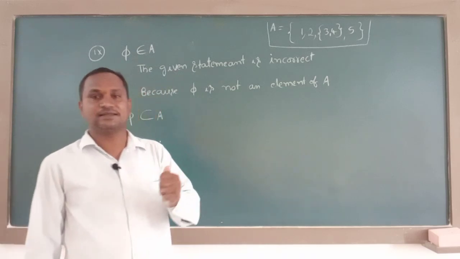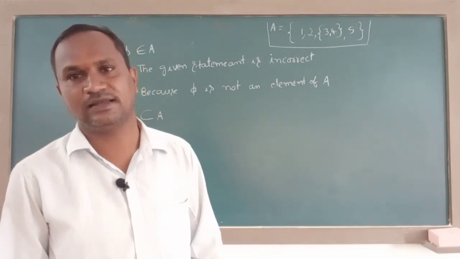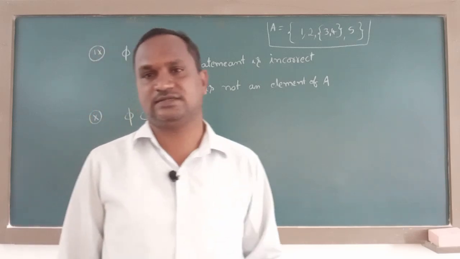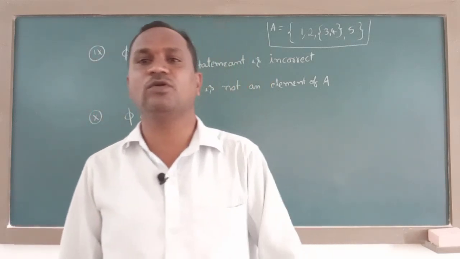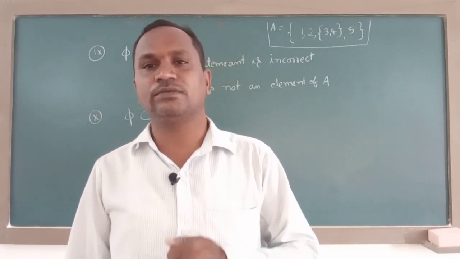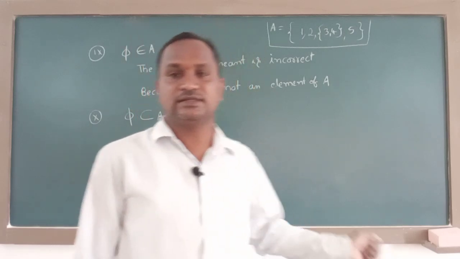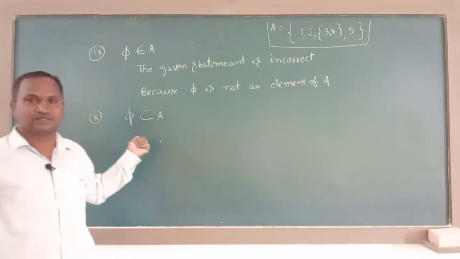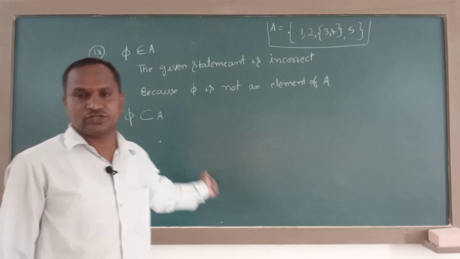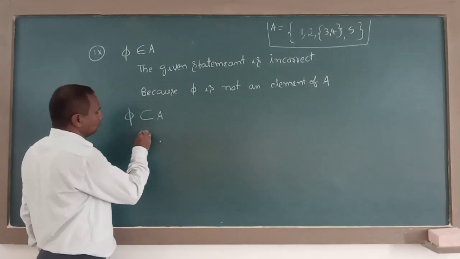Why? Because the null set or empty set is a subset to every set. The null set is a standard condition in the case of sets, like a standard formula. That is, the null set is a subset to every set. There is a symbol of the empty set, and here it is the symbol of the empty set or null set. They gave in the question that the null set is a subset to A. That's why the given statement is true.